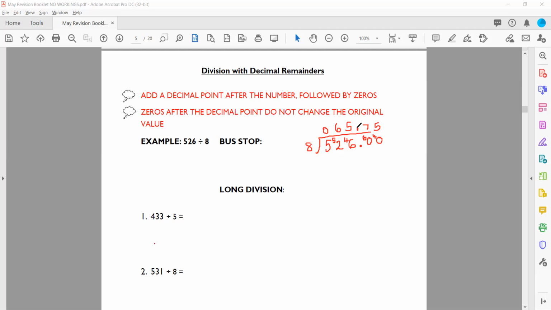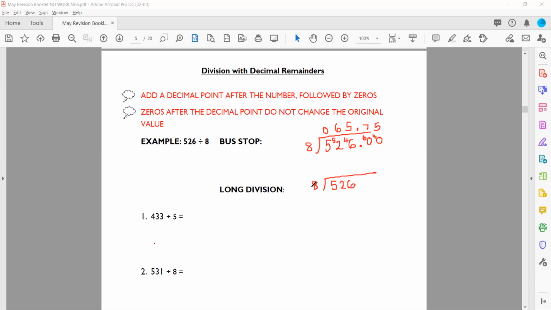I'm going to show you the long division method as well, because I know different people use different methods. So this is kind of your regular bus stop short division, and we'll look at how we would do the same sum using long division. So again, we would start off with 526 and 8 on the outside.